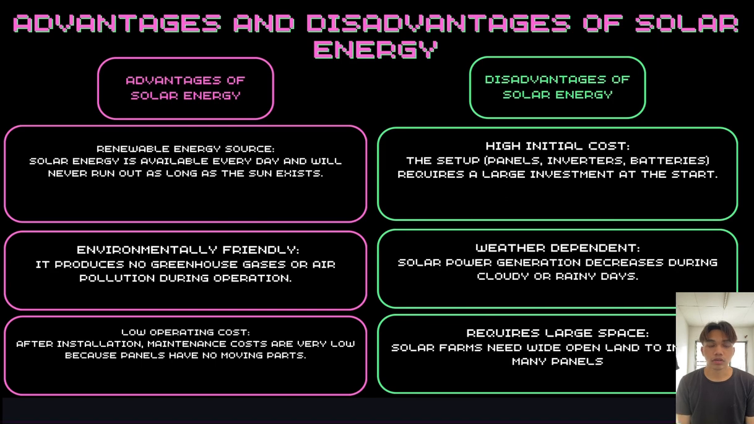However, there are also disadvantages. The setup has a high initial cost as it requires panels, inverters, and batteries. Solar energy is also weather dependent. Power generation decreases on cloudy or rainy days. And finally, it requires large space, since solar farms need wide open land to install many panels. In conclusion, solar energy has great benefits for the environment, but cost and space are still major challenges.